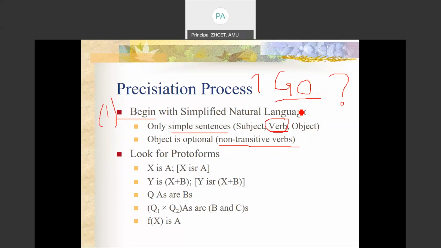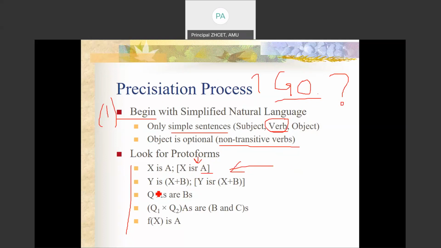Now within that simplified natural language, I will look for these protoforms. What are these? I'll explain. X is A to begin with, and then later we will see X is R A. We have seen this construct before. This is basically defining X. When there is a question, what is X? I have the simple answer: X is A, and this R may have many different forms that I explained in the previous lecture. It may be veristic, probabilistic, rough set, and so on, right? All those details I've already given. So this is my first protoform.